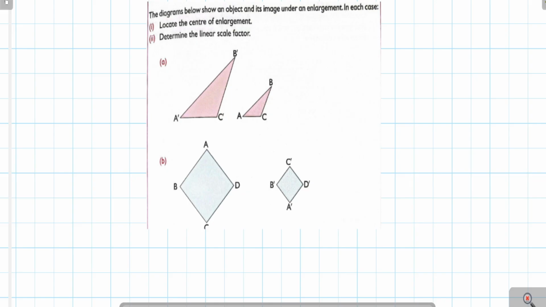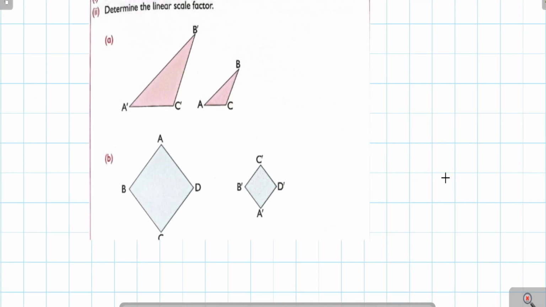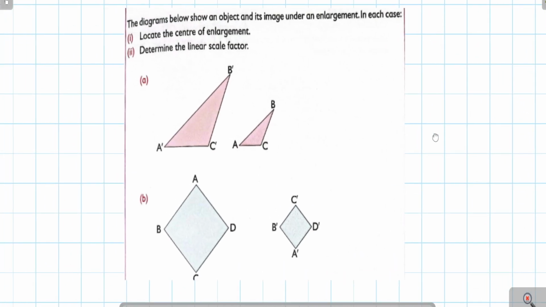Now, when you want to find the center of enlargement, especially when you have something like this, wacha nionyeshe vizuri. So when you have something like this, you normally connect the object to its image. So let's say A, image yake ni A prime, C, image yake ni C prime. So connect, let's start with the B. So connect the B with the B prime.